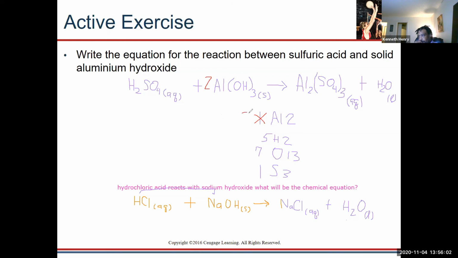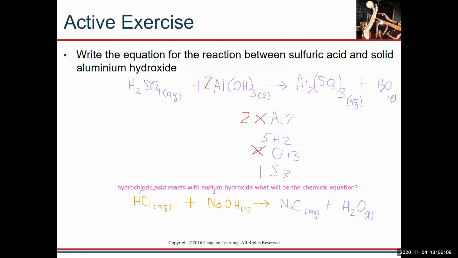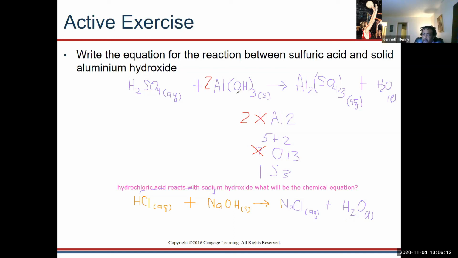So then that gives me 2. Now how many oxygens do I have? Then you'll have 5. 2 times 3, oh wait, 6. 6 plus the 4, which is 10. And then hydrogens, you'd have 6 hydrogen plus 2 is 8.